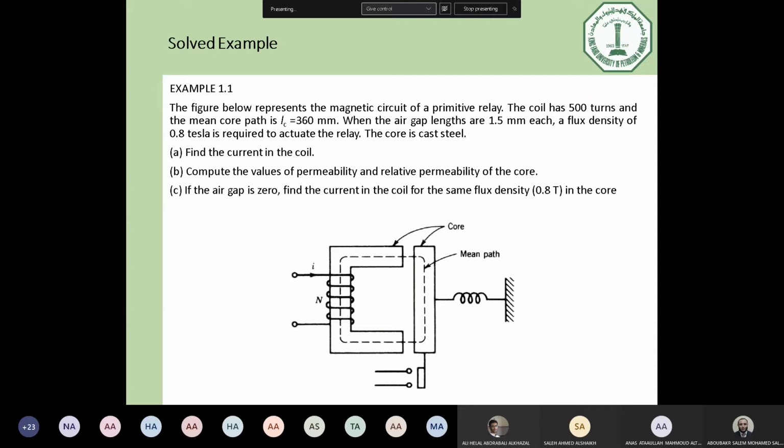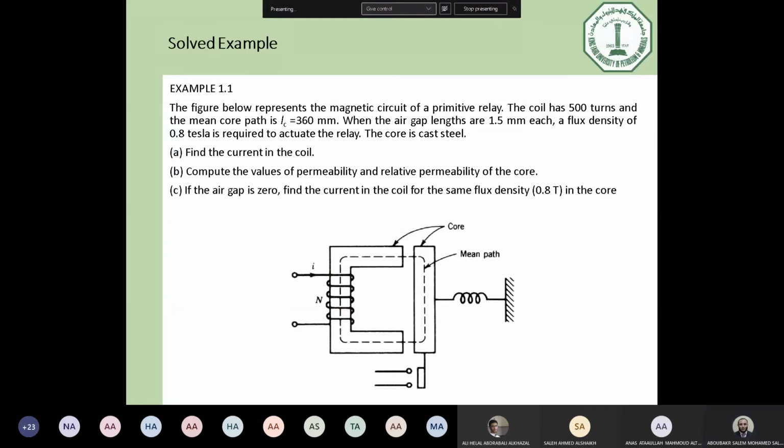Right. And here it is defined that the core is cast steel. So the material is cast steel, the magnetic material of the core. Find number A, find the current in coil. So how can we get the current?